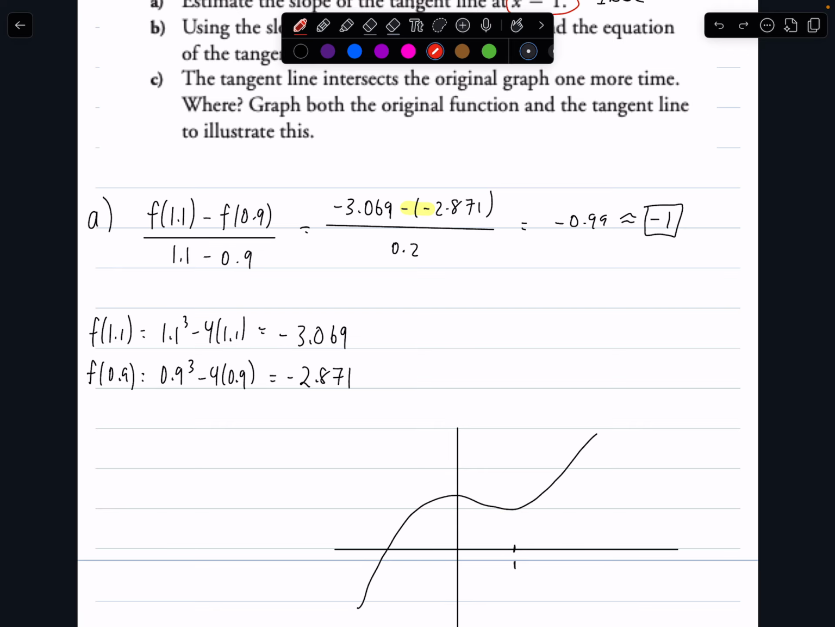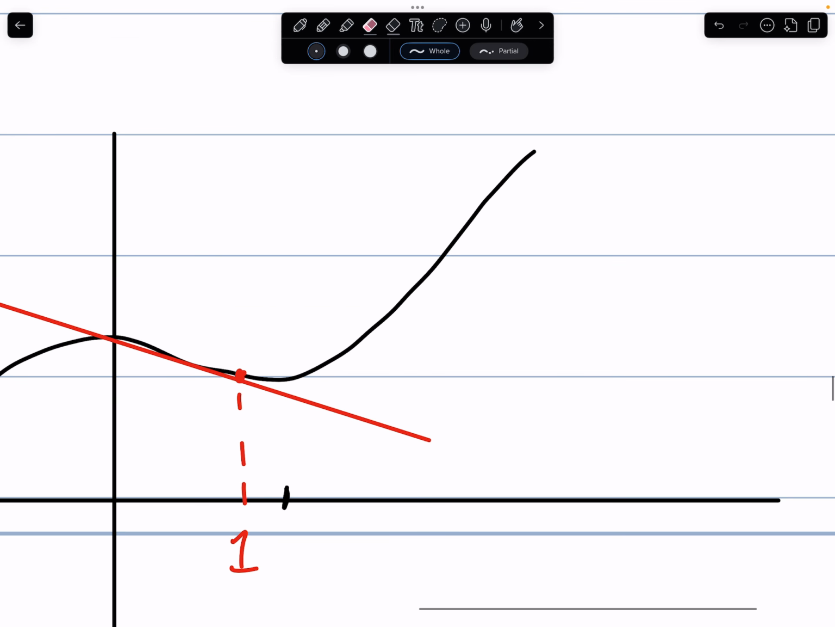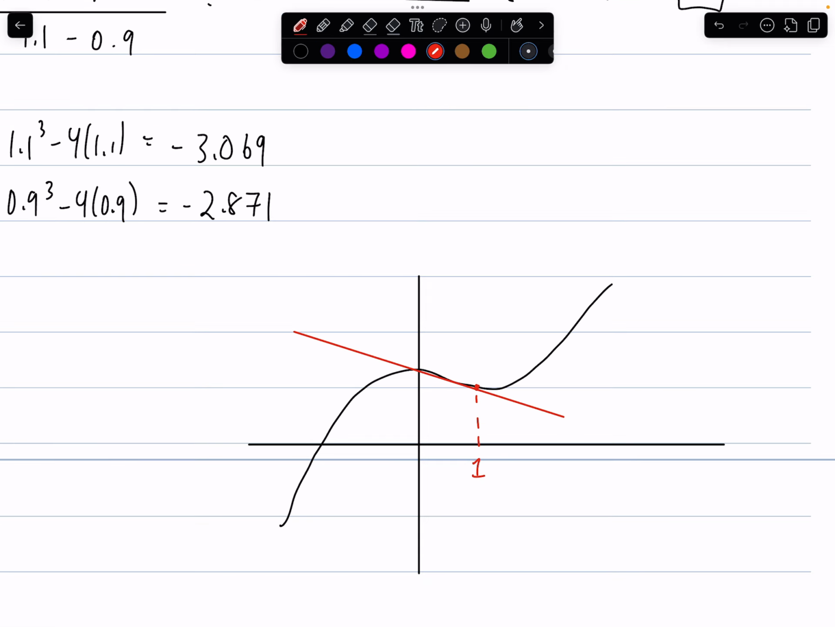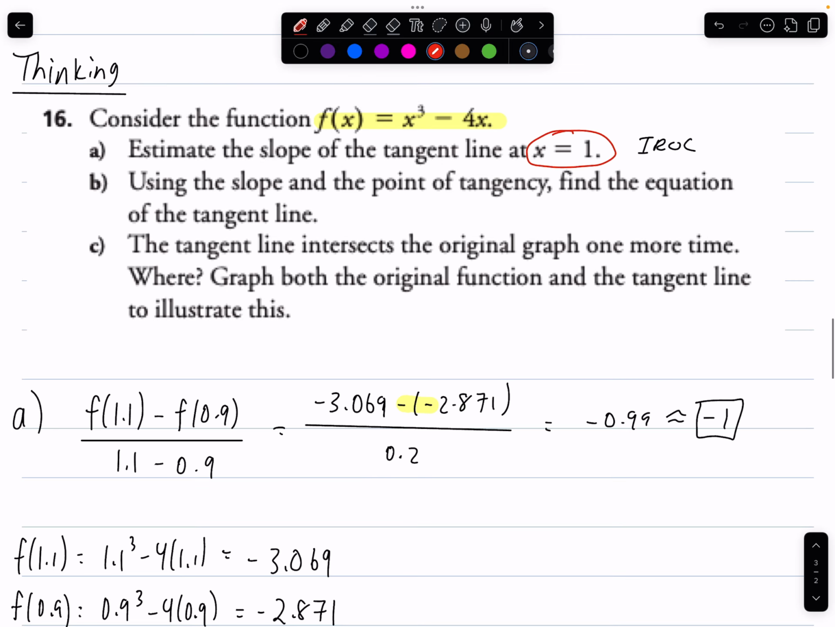So this tangent line is going to look something like this. Or let's say 1 was here. It would look something like this. Okay? So all we found right now was the slope of this line. So the slope of this line is actually -1. The slope of the tangent line at 1 is -1.